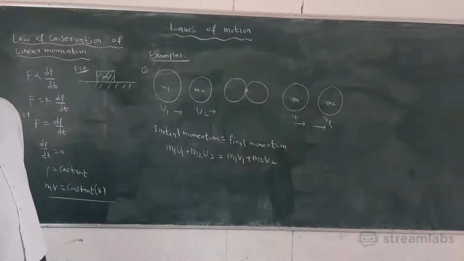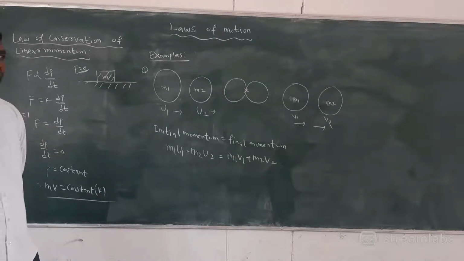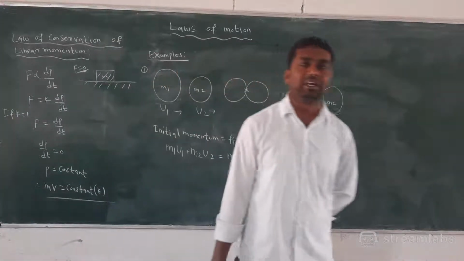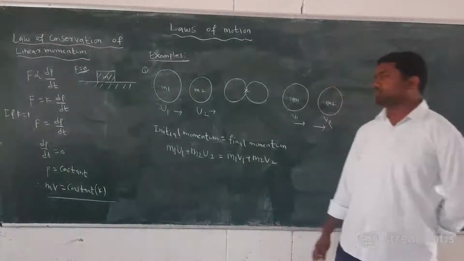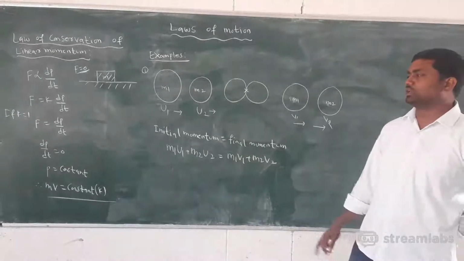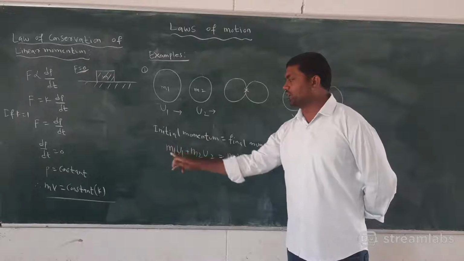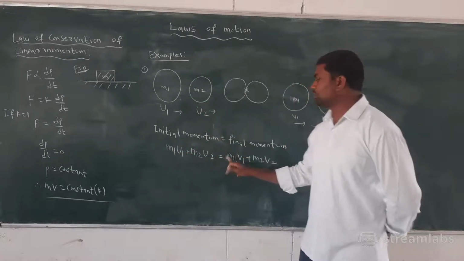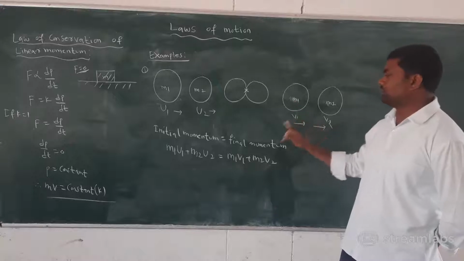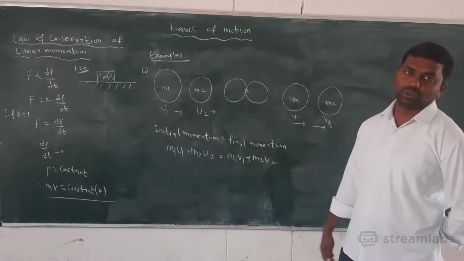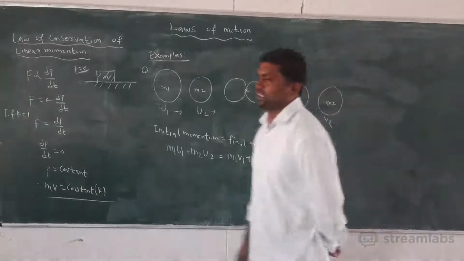Now we want to calculate the initial momentum and final momentum. Before collision we have the initial momentum, and the initial momentum is equal to the final momentum. The initial momentum is m1 u1 plus m2 u2, which is equal to the final momentum m1 v1 plus m2 v2. So this is the first example.